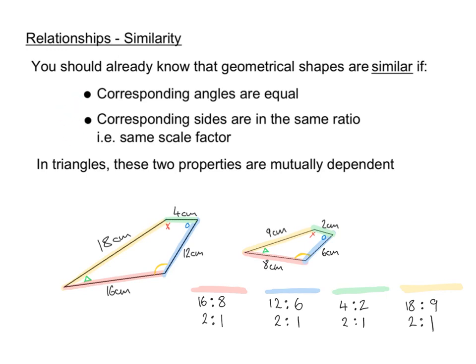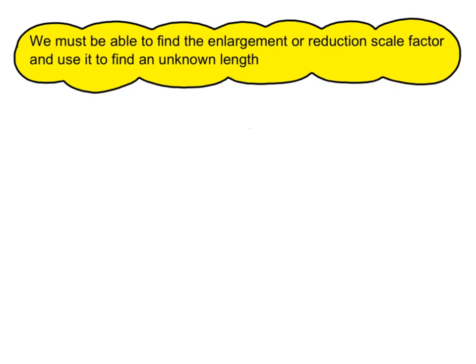In this section, we'll look at being able to find the enlargement or reduction scale factor and using it to find an unknown length in a geometric shape. Before we do that, we need to understand what a scale factor is and what it means for a scale factor to be an enlargement scale factor or a reduction scale factor. So, enlargement scale factor is basically a number which you multiply something by in order to make it bigger.